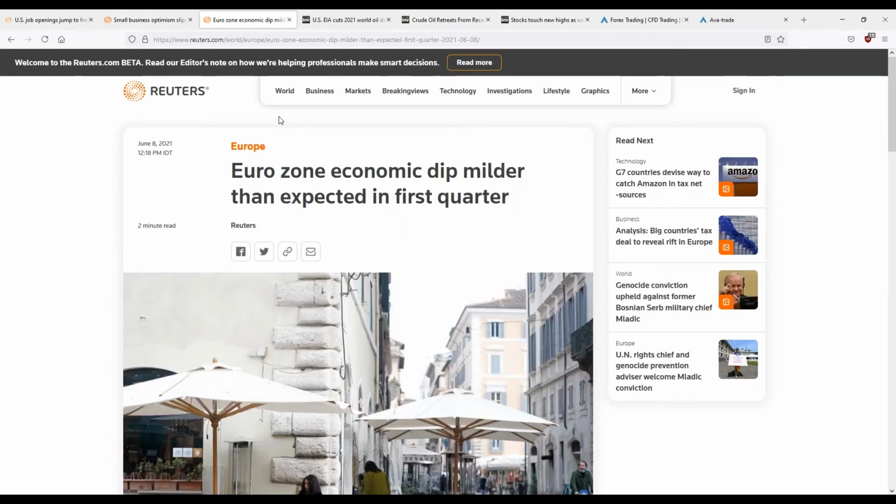Here's a headline that's pretty good out of the Eurozone. Economic dip milder than expected in first quarter. Well, that's a little tricky, right? We're talking about an economic dip that's negative, but it's milder than expected. That's positive. So again, we've got mixed news here. We do have an economic dip in the Eurozone, but it's milder than expected in the first quarter. So, okay, again, not the type of news that's going to cause the markets to go flying one way or the other necessarily. Again, kind of mixed news in the headline.